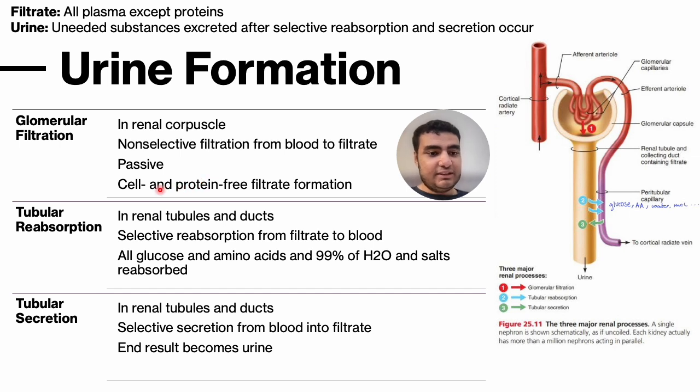And this filtrate has no cells and no proteins. That's really important to know. If there are cells and proteins in the urine, we know that there is a pathology, okay? Generally speaking. Then we have tubular reabsorption.